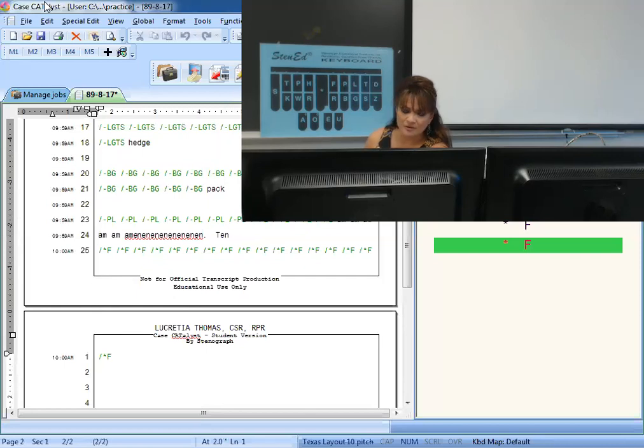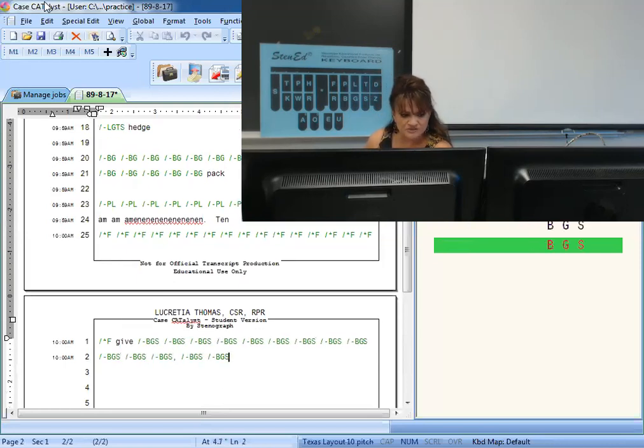I'm trying to think of a short vowel word. Just a minute. Let me see. V is give. Give me hope. GIV. Okay, give. And then you've got X is BGS on the final side, because these are word endings, okay?